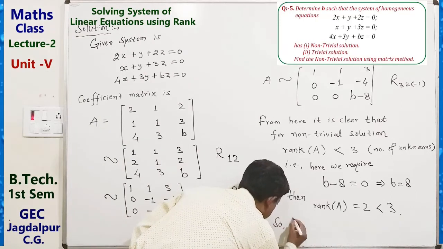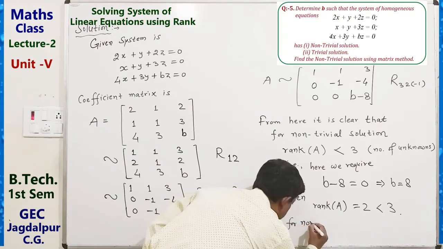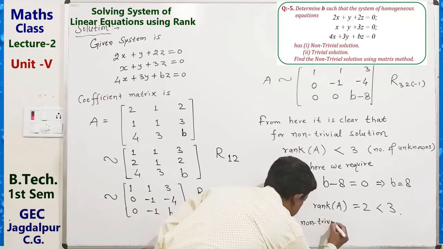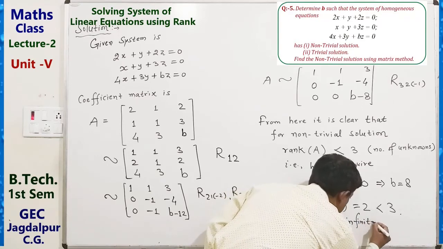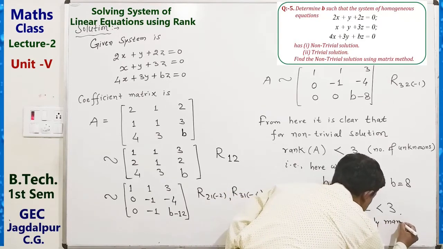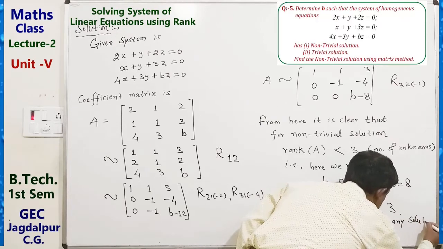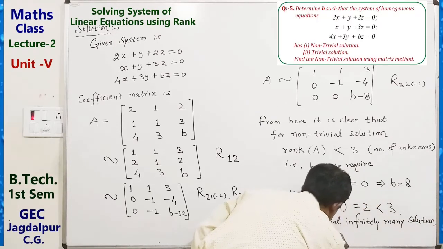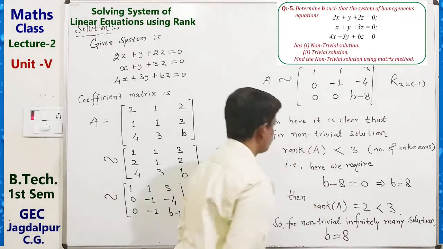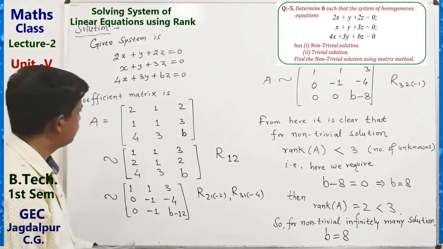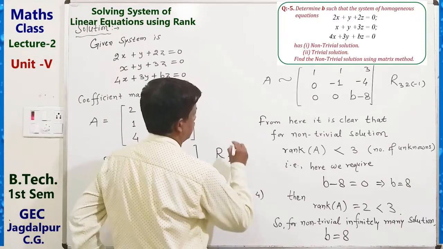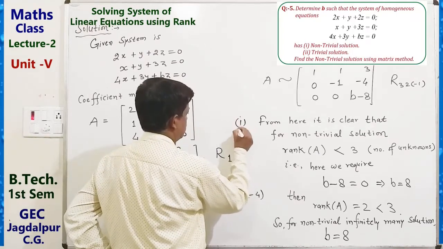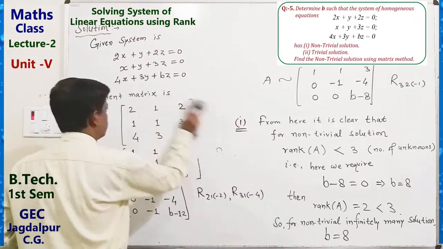So for non-trivial, infinitely many solutions, B is equal to 8. Okay, B equals to 8 first.